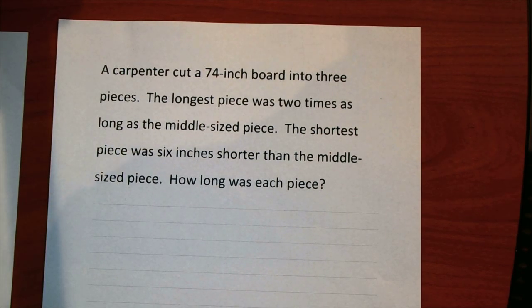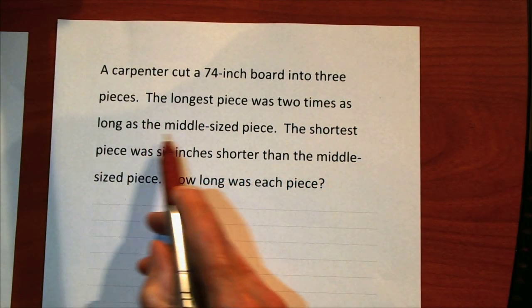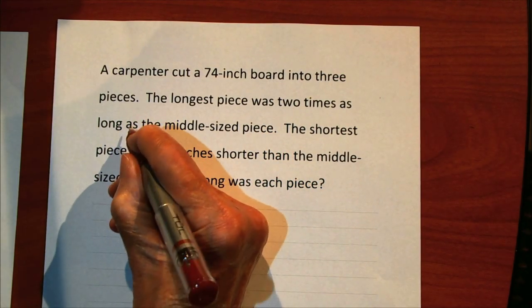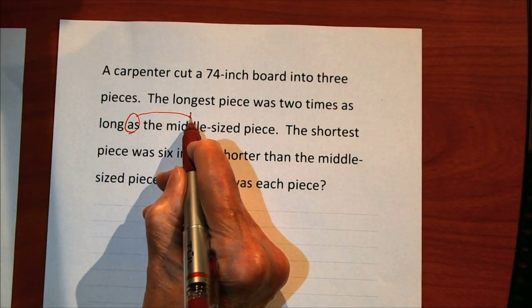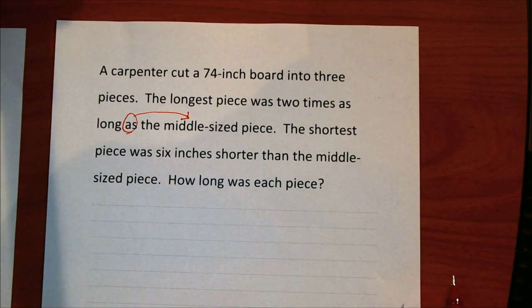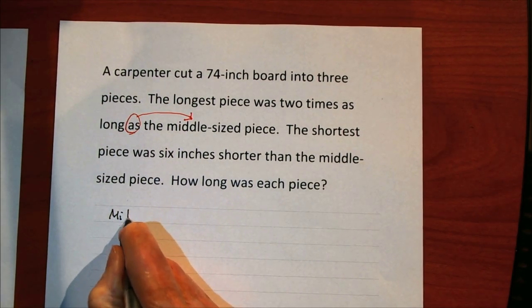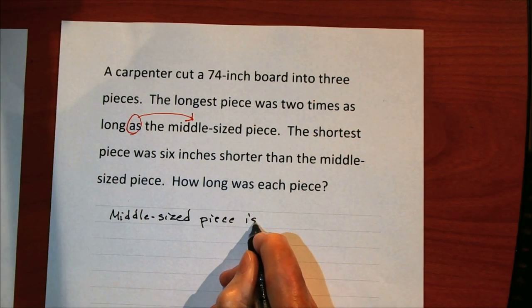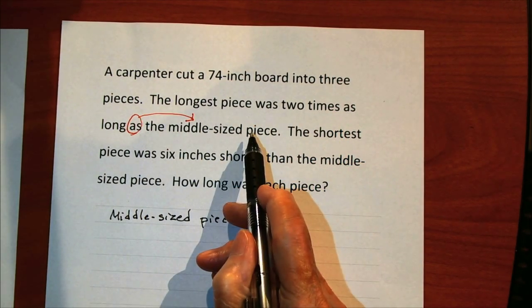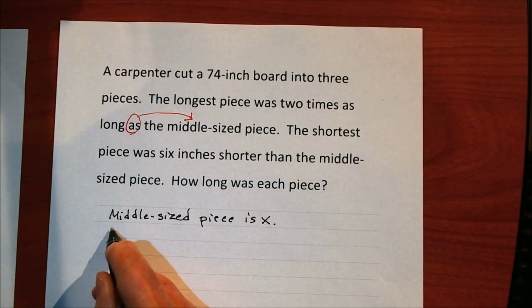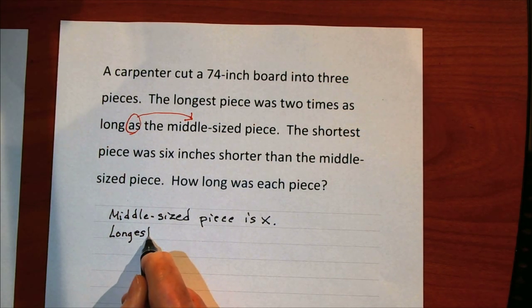We are comparing 3 things. Let's look at the first one. The longest piece was 2 times as long as the middle-sized piece. The key word that's going to help you is the comparison word "as," which will point to x. Can't do an equation without an x. So the middle-sized piece is x. Now the longest piece was 2 times as long as the middle-sized piece, so the longest piece will be 2x, in other words, 2 times x.